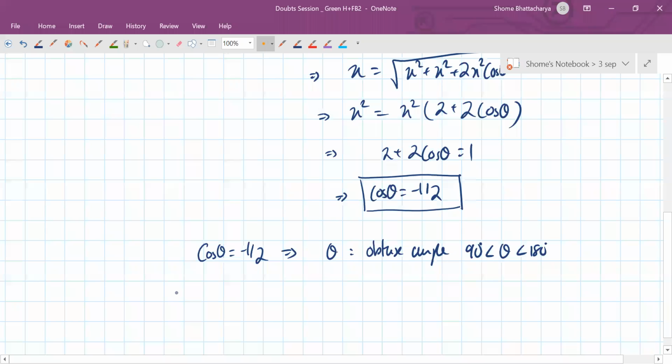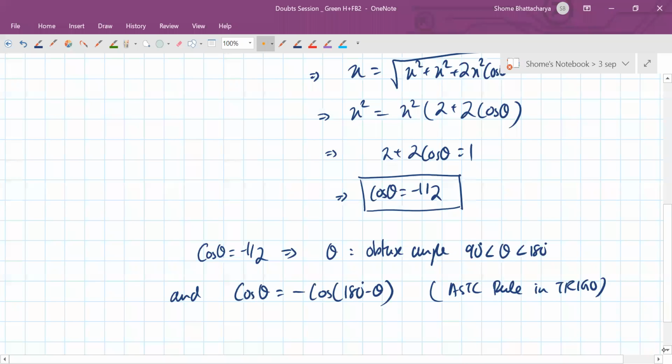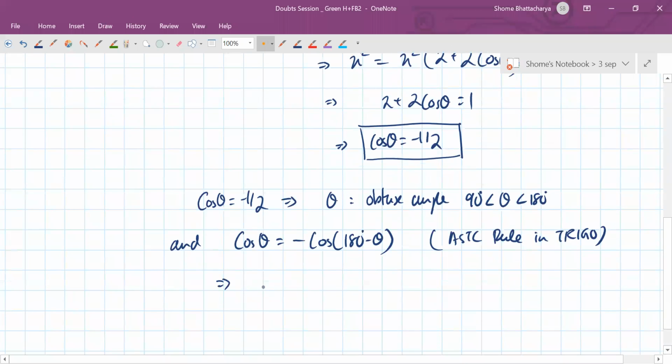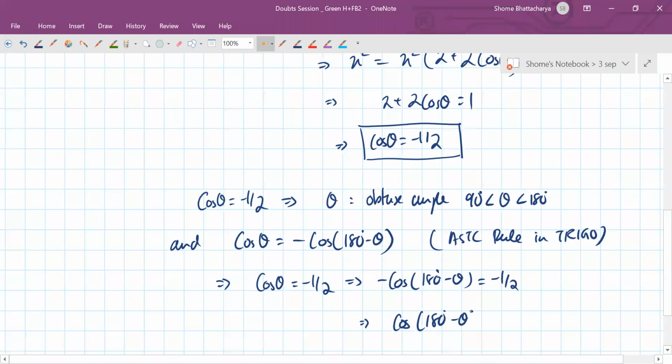Okay. And cos theta is the same thing as minus cos of 180 minus theta. Okay. So this is from the ASTC rule in trigonometry. Okay. So from that you are getting that cos theta equal to minus half will imply that minus cos of 180 minus theta is equal to minus half, means that cos of 180 minus theta is half.